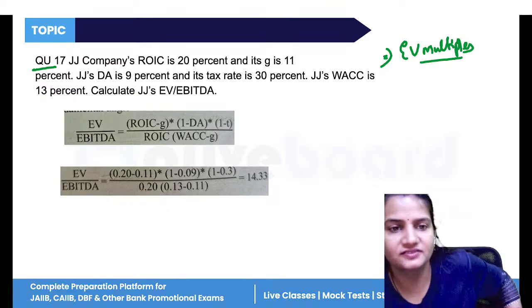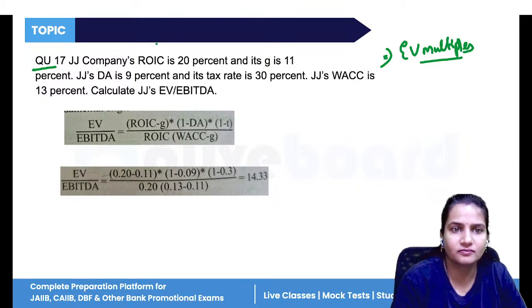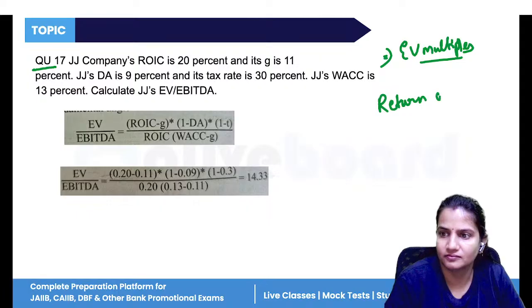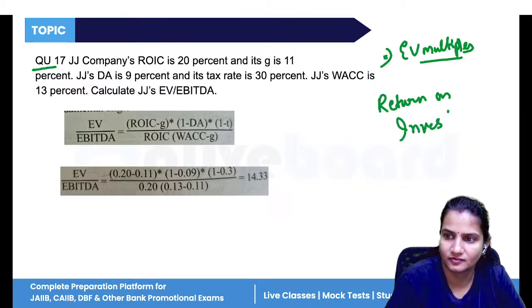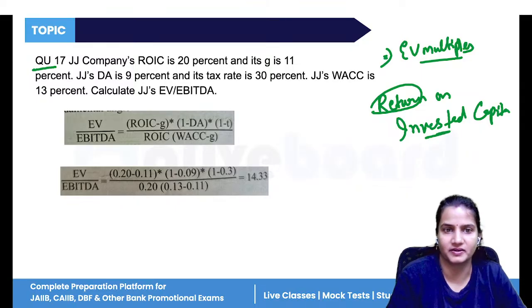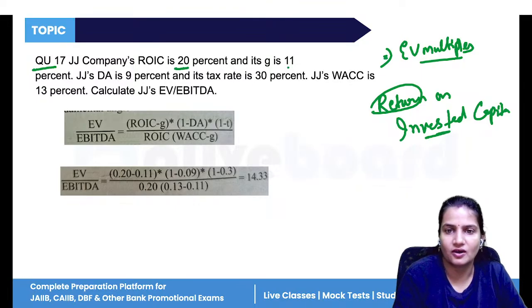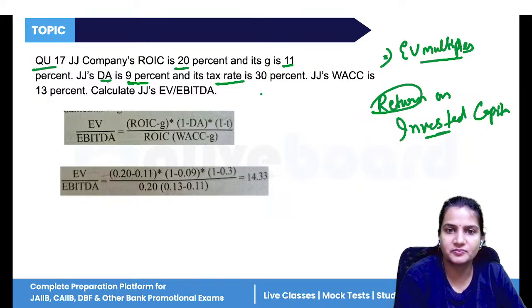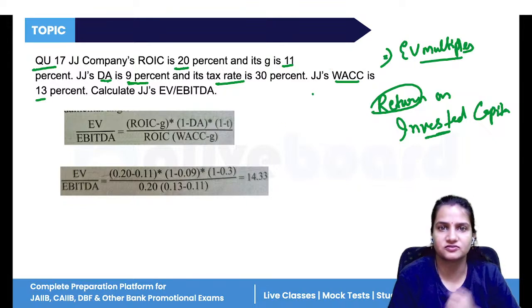Now, JJ company's ROIC. ROIC is return on invested capital. What is the return you are earning when you have done the investment? That is 20%. Now, growth is 11%. Depreciation and amortization is 9%. And tax rate is 30%. Now, JJ's WACC is 13%. That is weighted average cost of capital, the overall cost of capital.